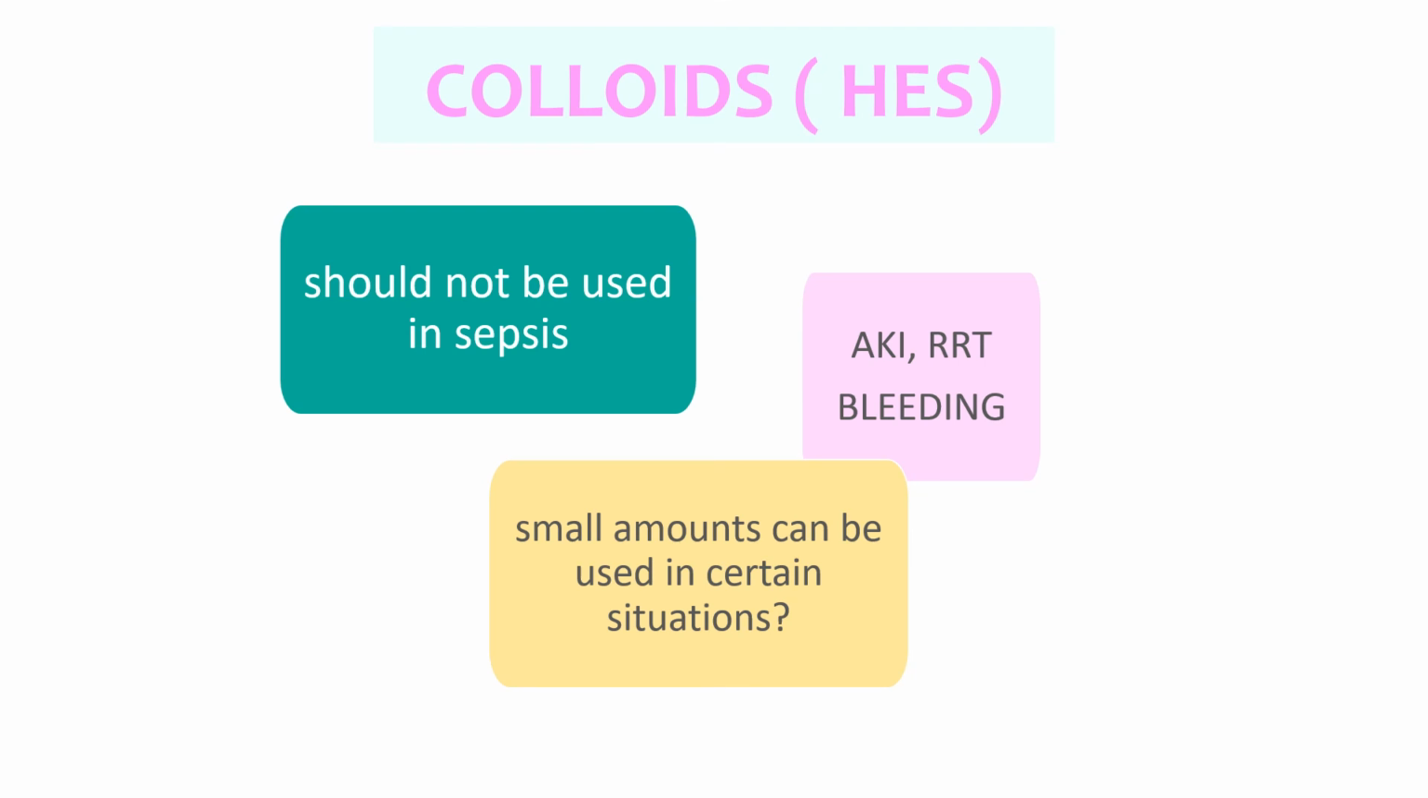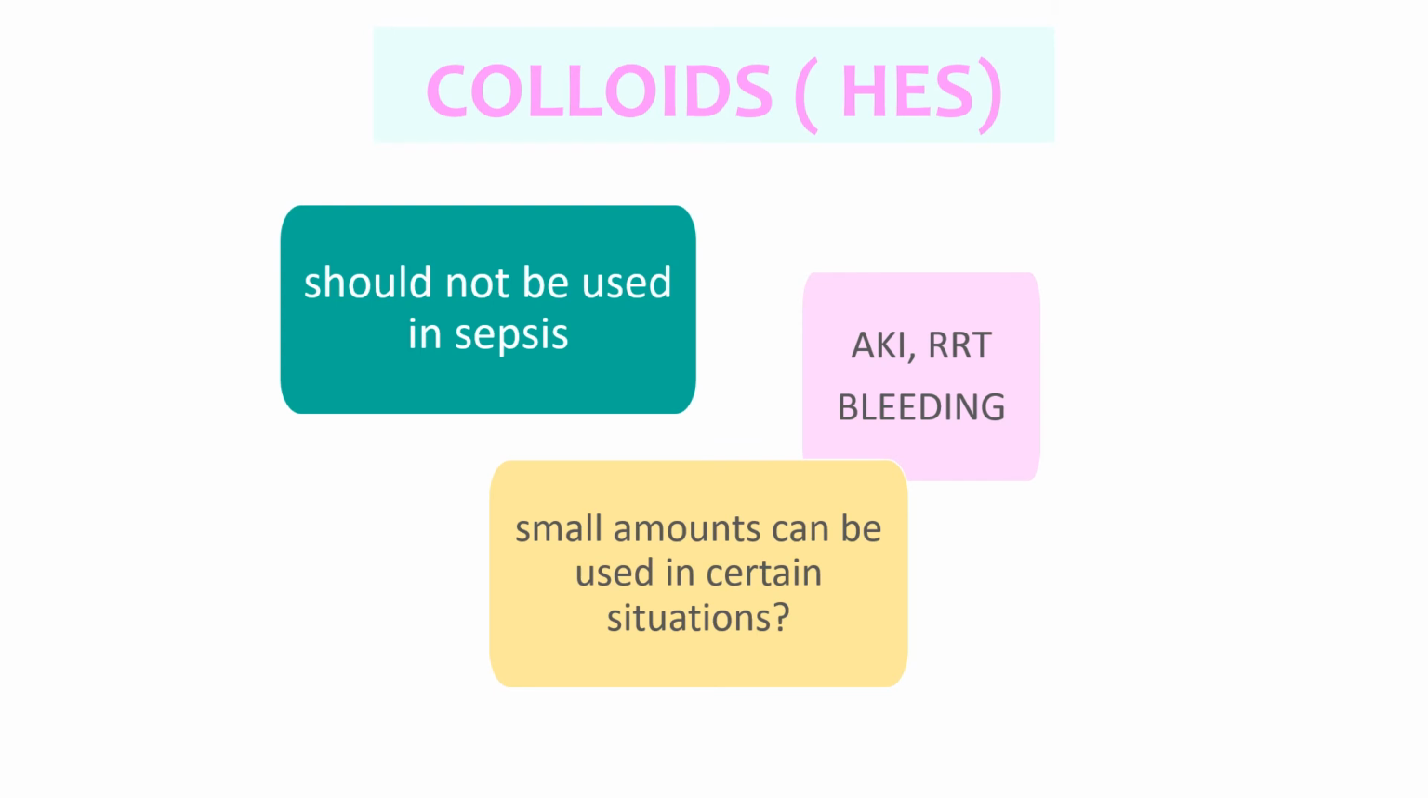Then what to do with colloids? The only colloid recommended now is hydroxyethyl starch, and it cannot be given in patients of sepsis or who are predisposed to renal failure because it causes AKI, RRT, and there's an increased risk of bleeding with these patients. Whether small amounts can be used in certain situations where you don't have these factors, these clinical conditions, is not clear. There is no evidence for or against in these situations, and a bottle of colloid, that is HES, is more costly than just normal saline or Ringer's lactate.